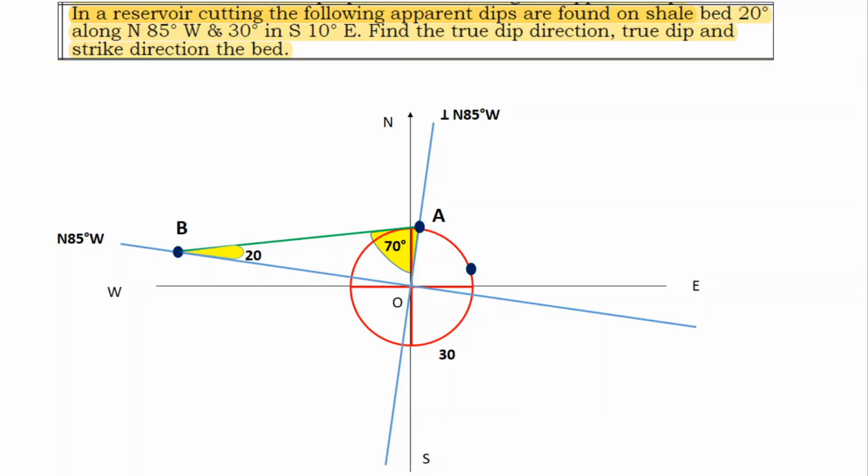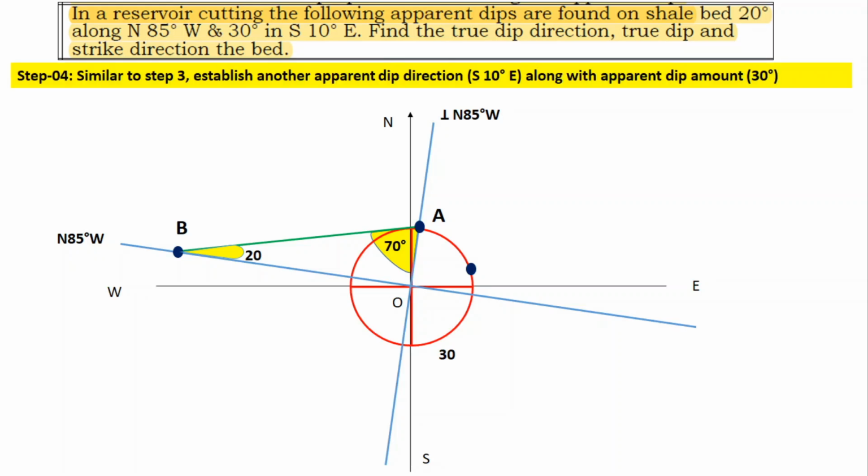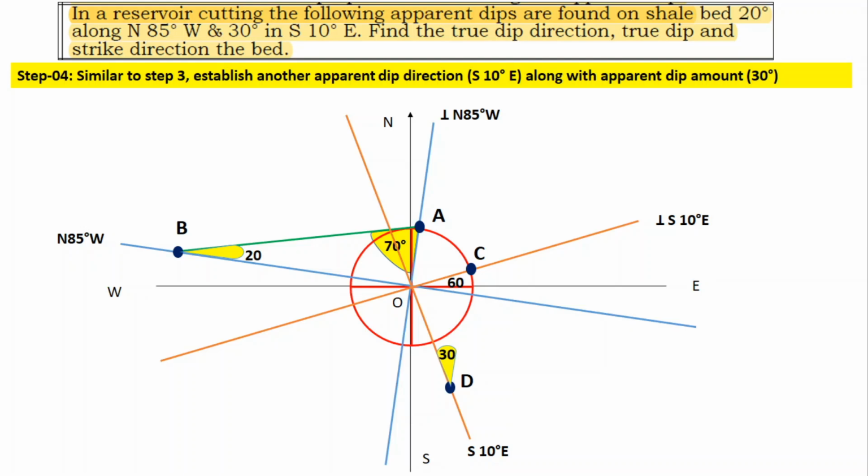Similarly, now draw the second apparent dip direction, south 10 degrees east. Construct a perpendicular line. Mark the complementary angle of 60 degrees for the 30-degree dip. Locate point D on the other apparent dip directional line.